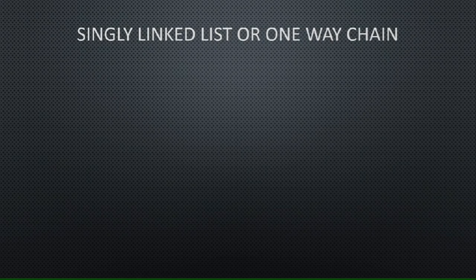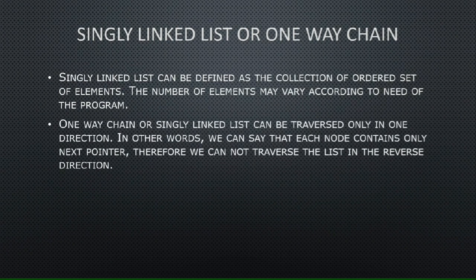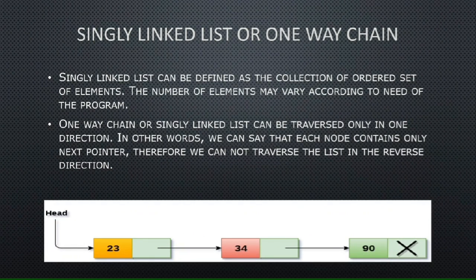Now let us look at the different types of linked list. The first one is the singly linked list, or one-way chain. A singly linked list can be defined as a collection of an ordered set of elements. A one-way chain or singly linked list can be traversed only in one direction. In other words, each node contains only a next pointer. Therefore, we cannot traverse the list in the reverse direction. The photo here shows how the singly linked list works.